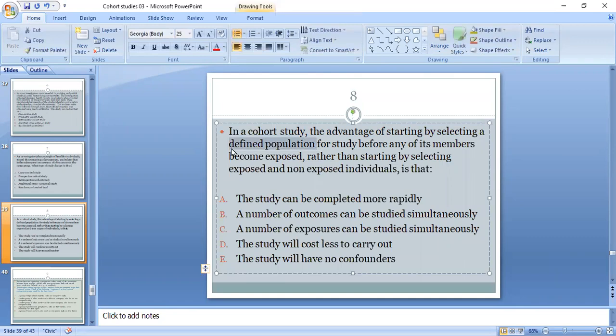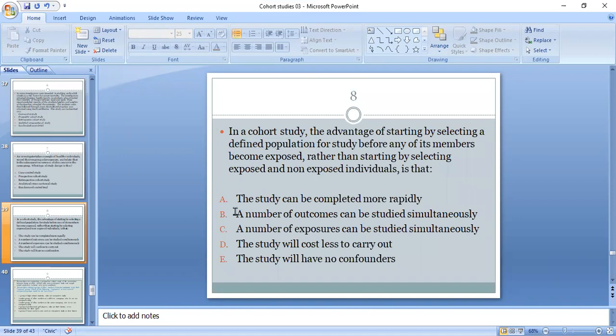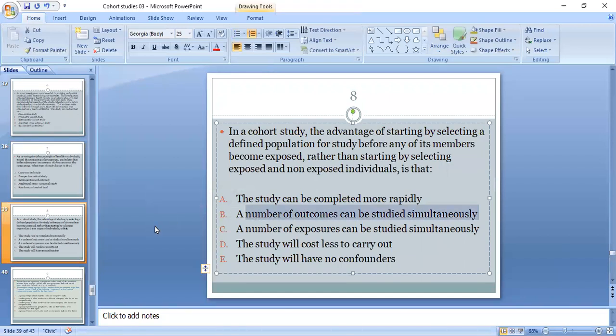Charlie. Charlie. It is Bravo. A number of outcomes can be studied simultaneously. This is a characteristic of the cohort study.